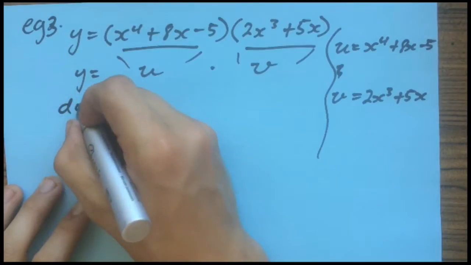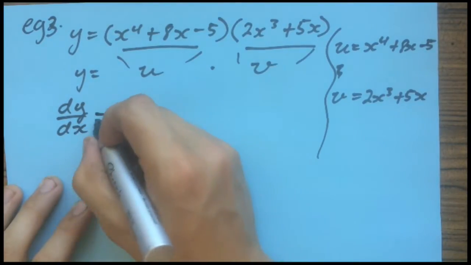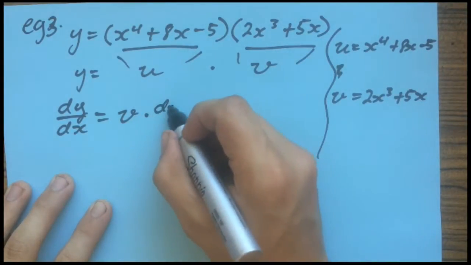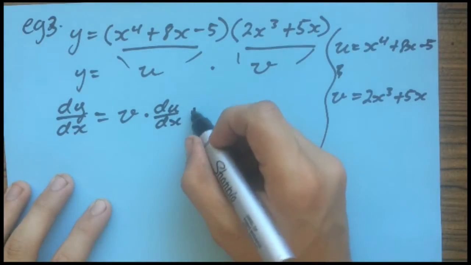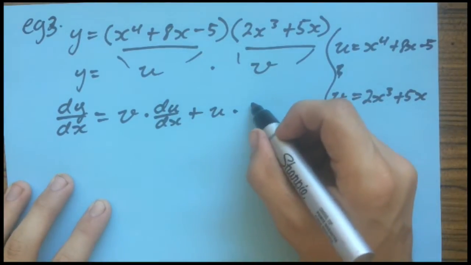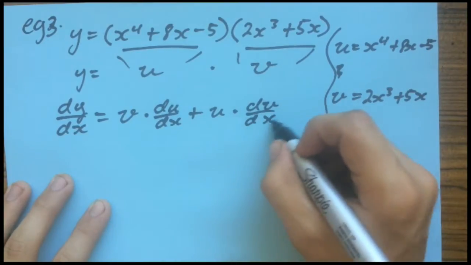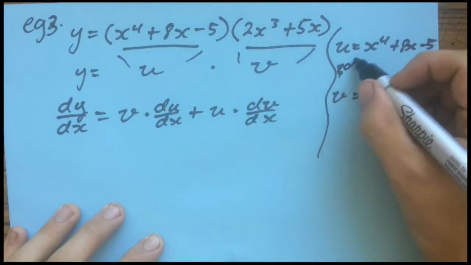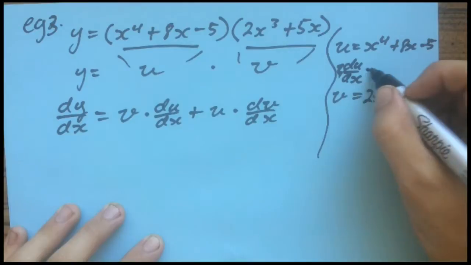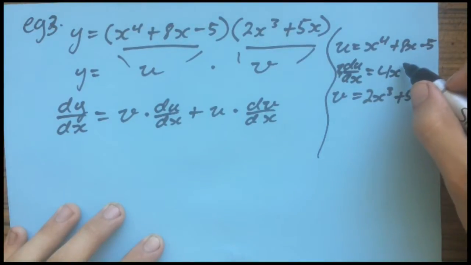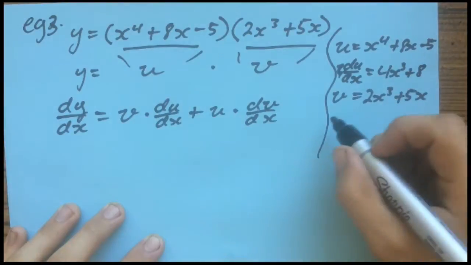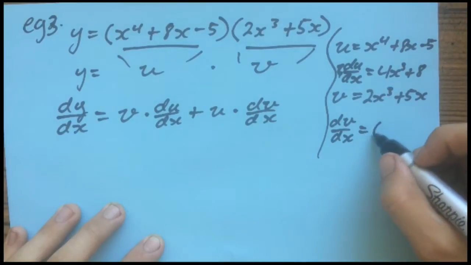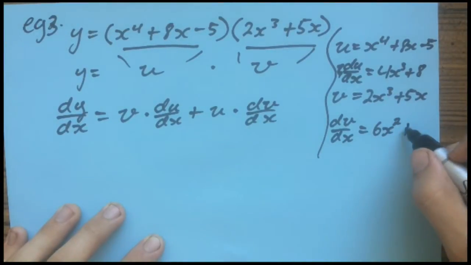So, the derivative of y with respect to x from the product rule is v multiplied by the derivative of u with respect to x plus u multiplied by the derivative of v with respect to x. Now we need to find the derivative of u and the derivative of v. That'd be 4x to the power of 3 plus 8, and the derivative of v would be 6x to the power of 2 plus 5.